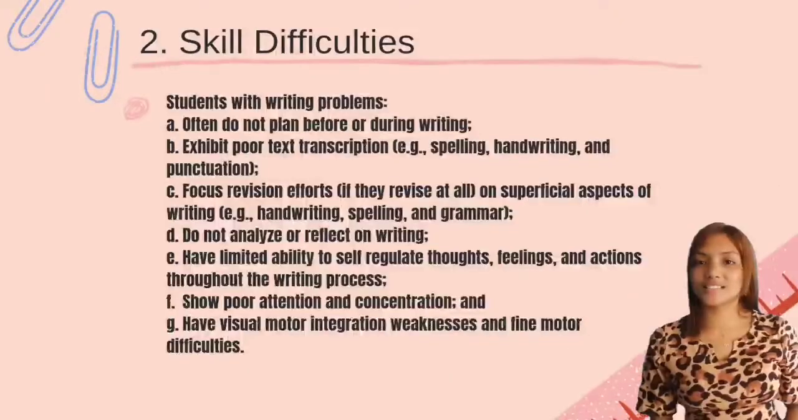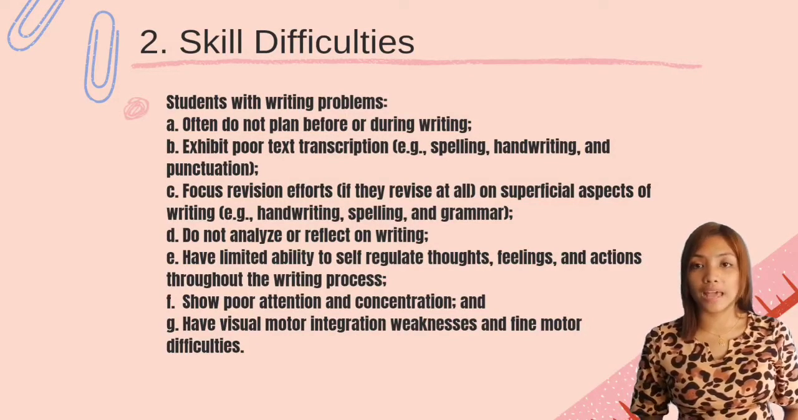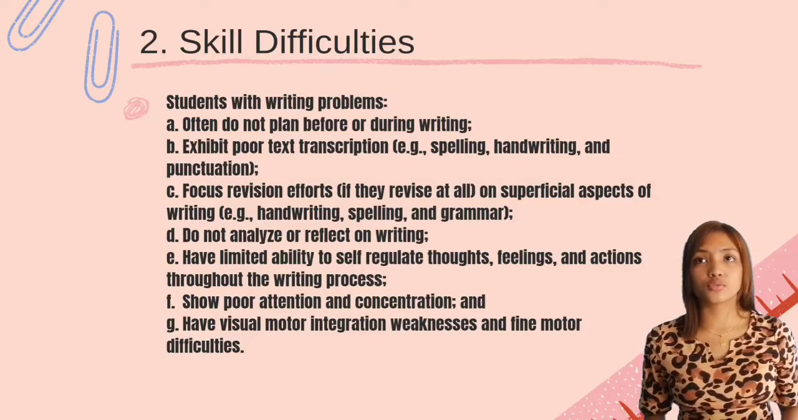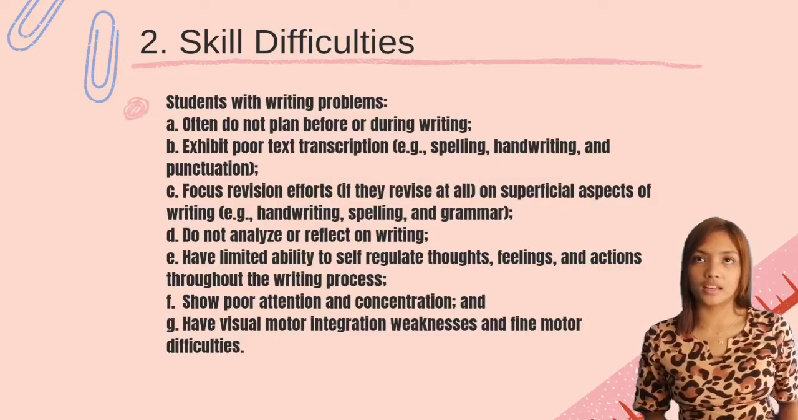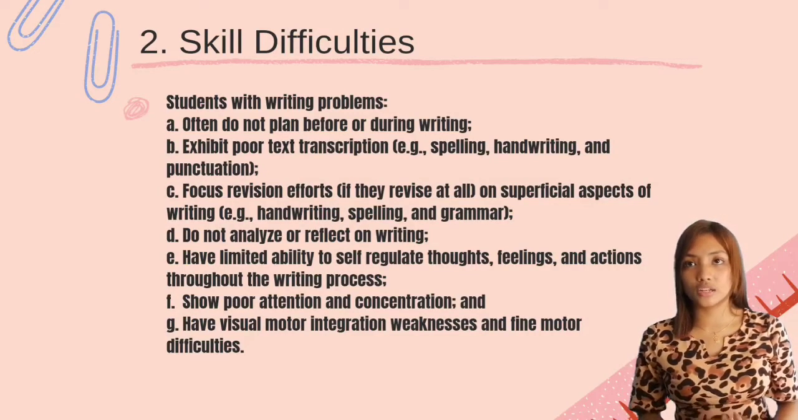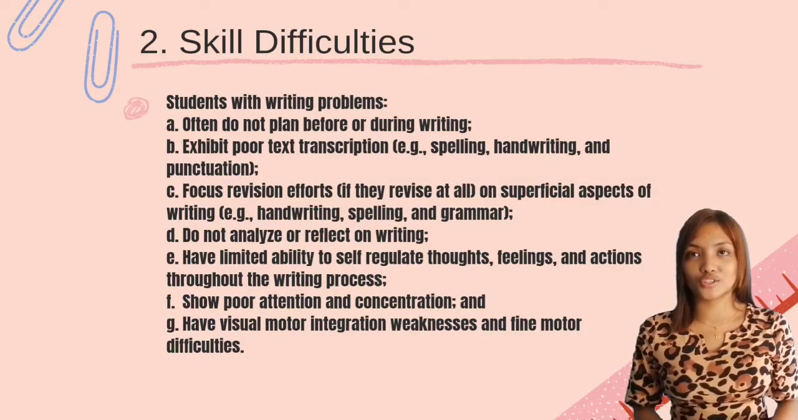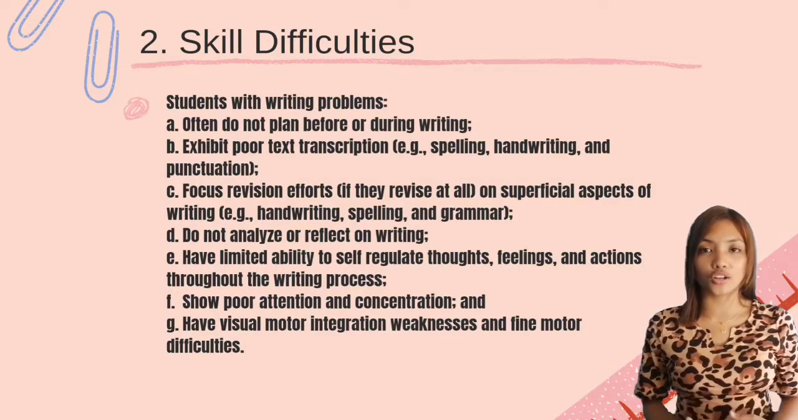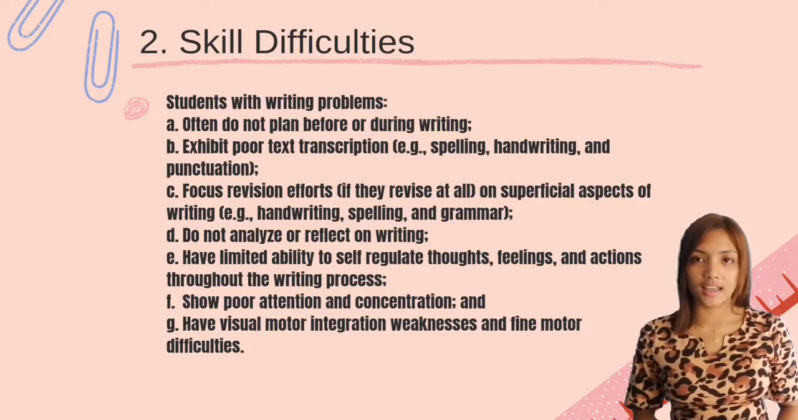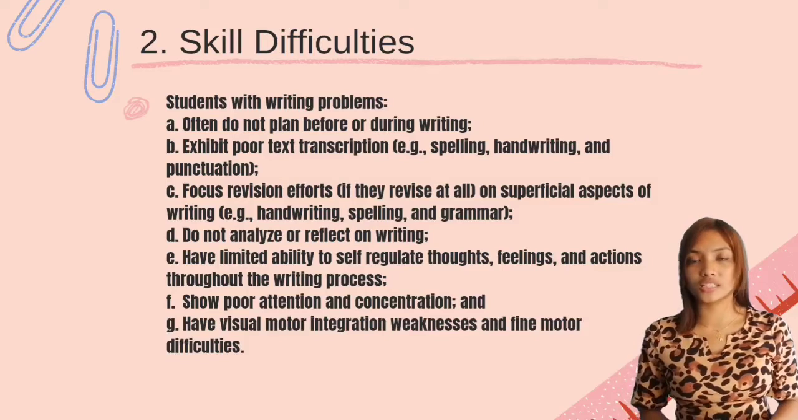From the knowledge difficulties, let's go now to the skills difficulties of students. Letter A is that they often do not plan before or during writing. So students do not take any steps, so that's why they can't organize their thoughts properly. Letter B is that they exhibit poor text transcription, for example through their spelling, handwriting, and the correct usage of punctuation. Letter C is that they focus more on revision efforts and on the superficial aspects of writing. Letter D is that they do not reflect on or analyze their writing. Students don't have any skills to examine text or even understand it better.